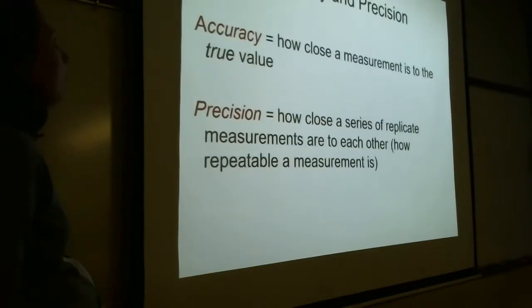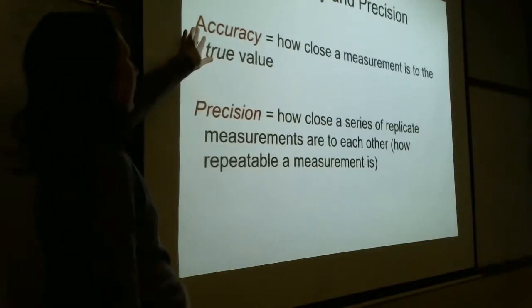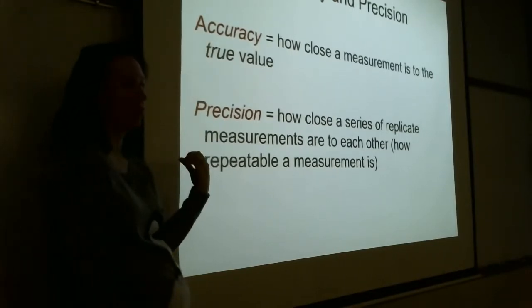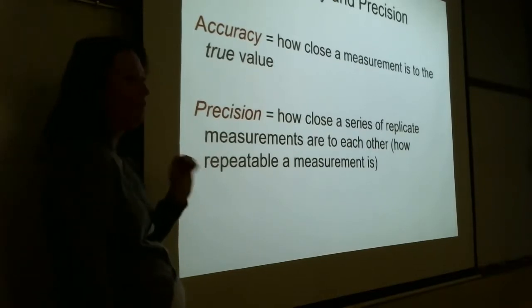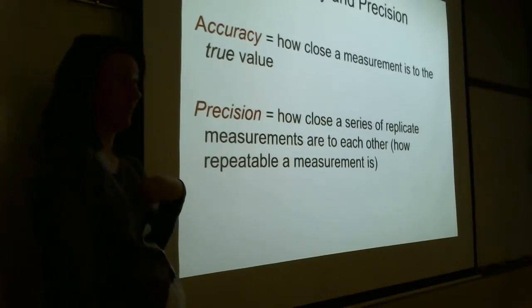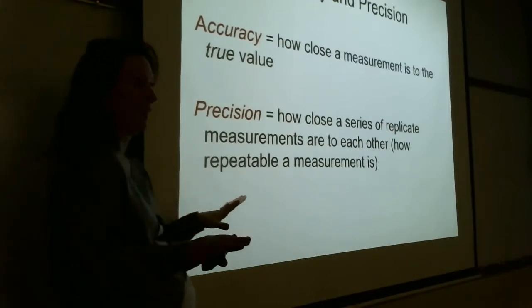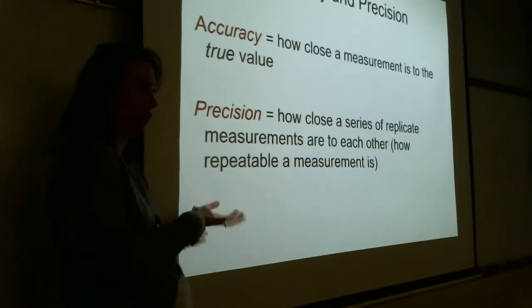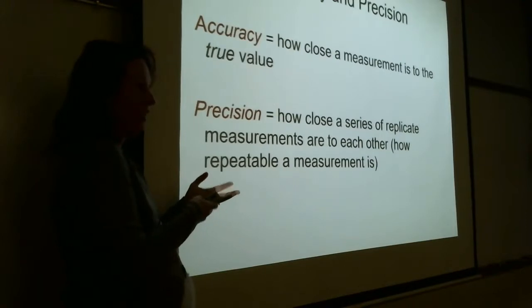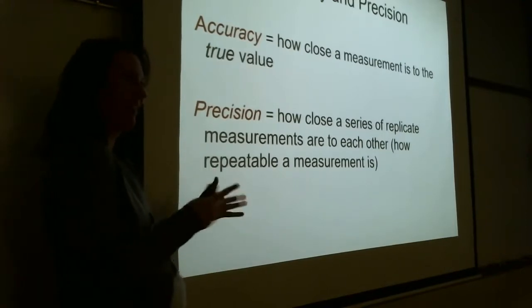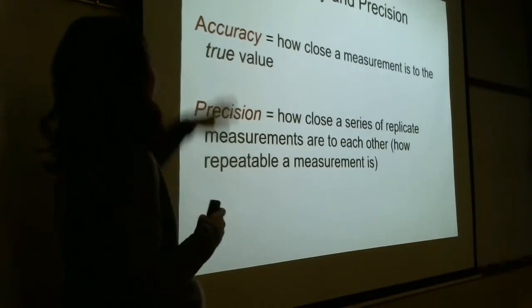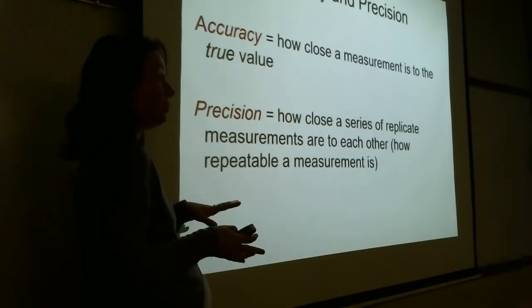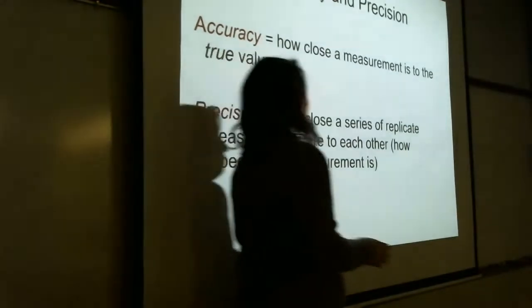Okay, so let's talk about some vocab. Accuracy and precision are two words that get used interchangeably in our culture, but they don't mean the same thing to us as scientists, okay? And we're going to see that a lot in chemistry. There are a lot of words that our society uses in a non-scientific way, and they're not necessarily being used correctly. Accuracy and precision are two of those words that don't actually get used correctly most of the time.